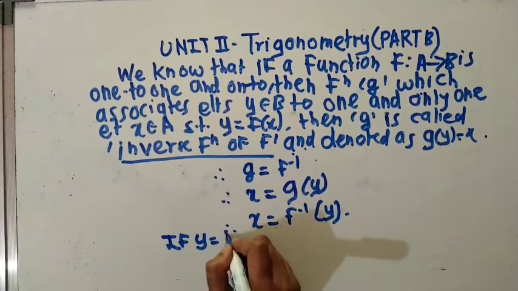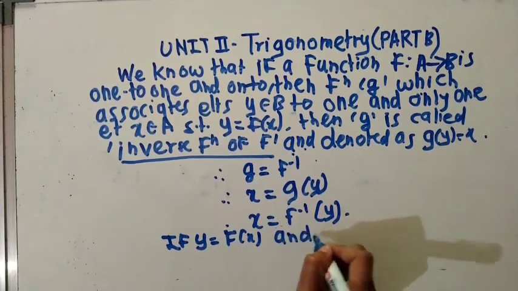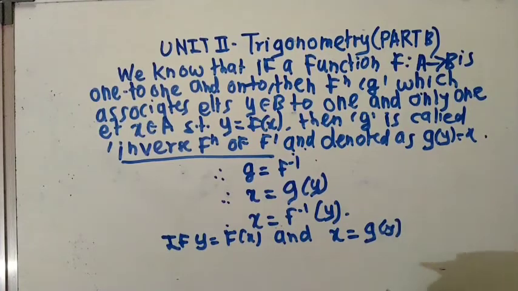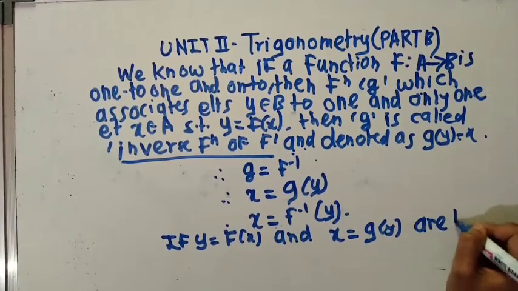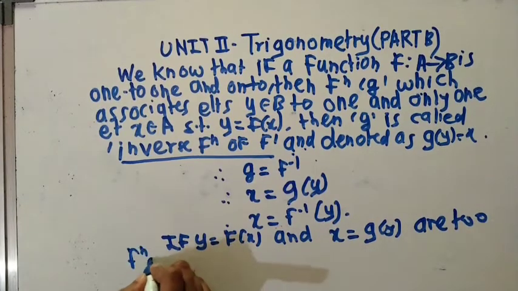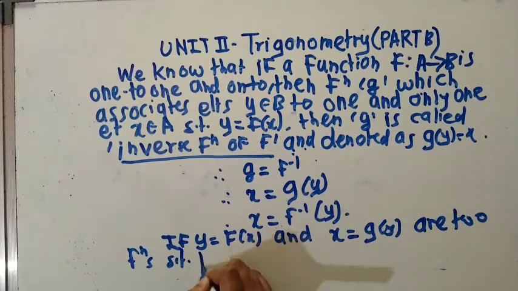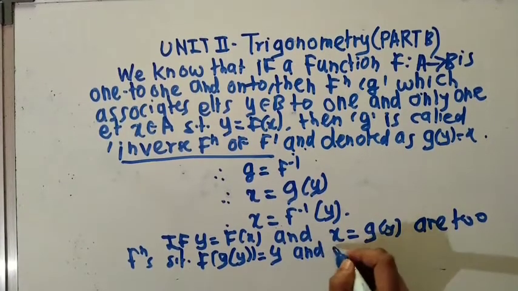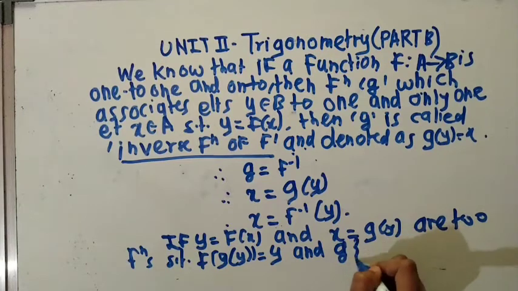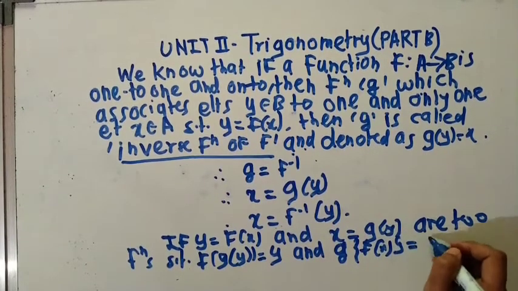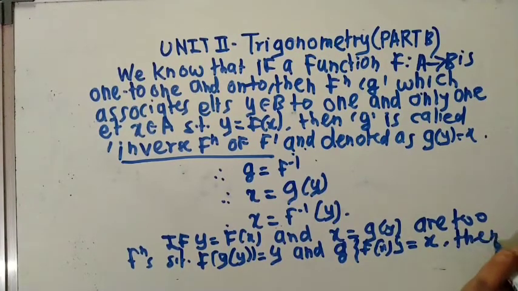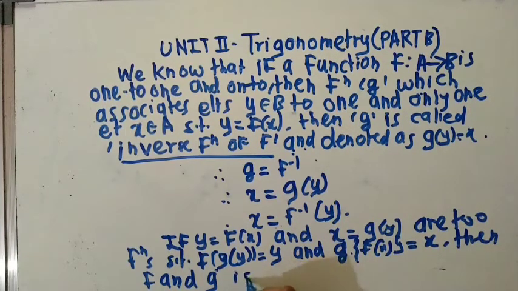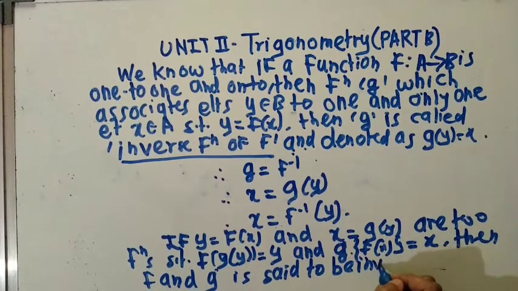If y is equal to f of x and x is equal to g of y are two functions such that f of g of y is equal to y and g of f of x is equal to x, then f and g are said to be inverse functions of each other.